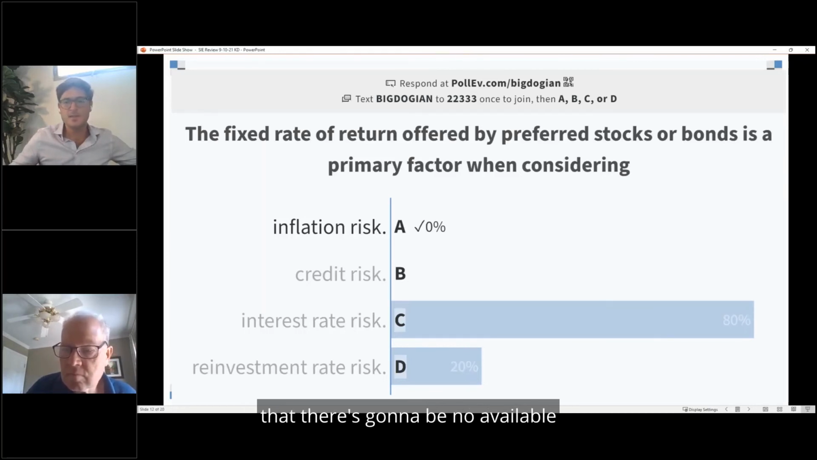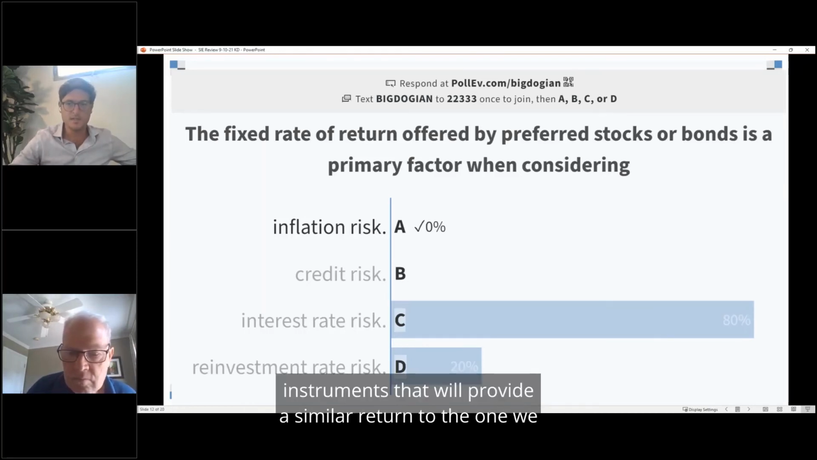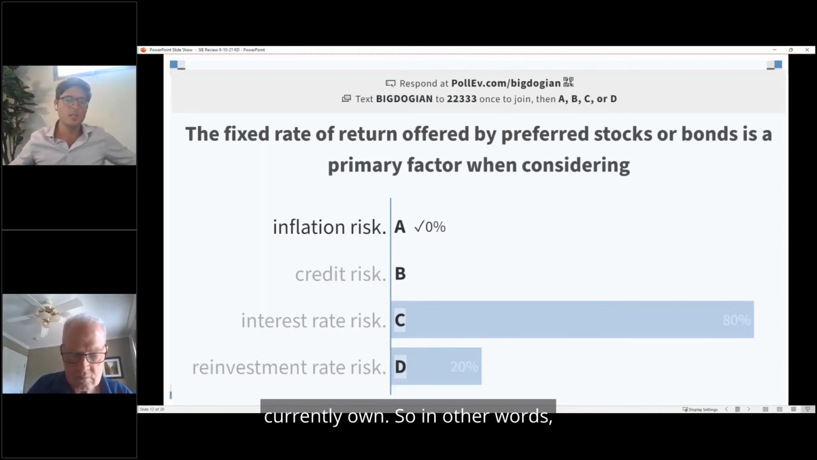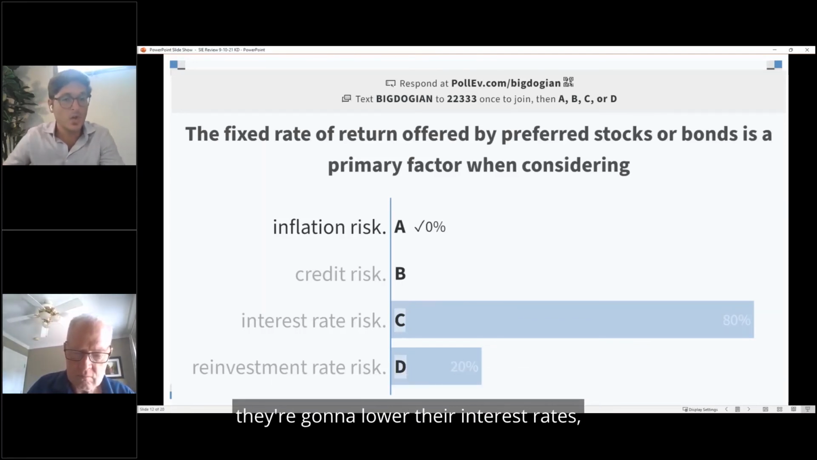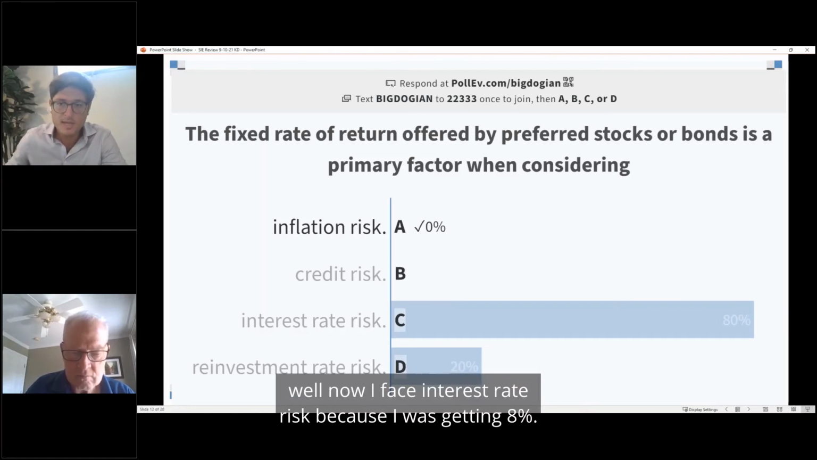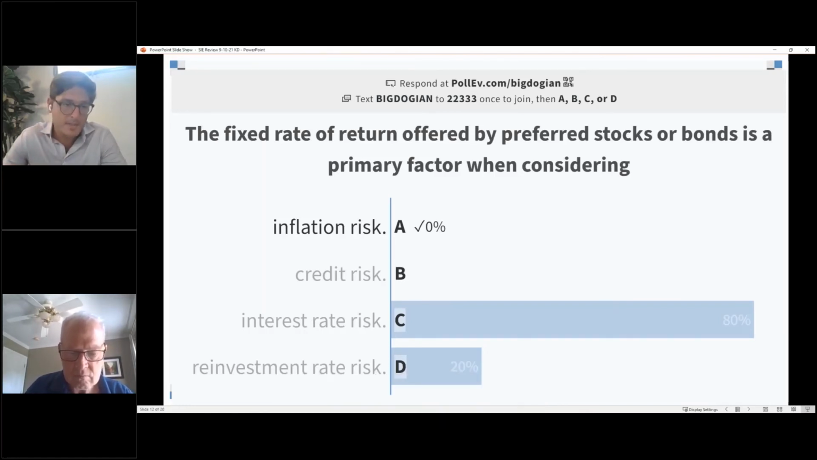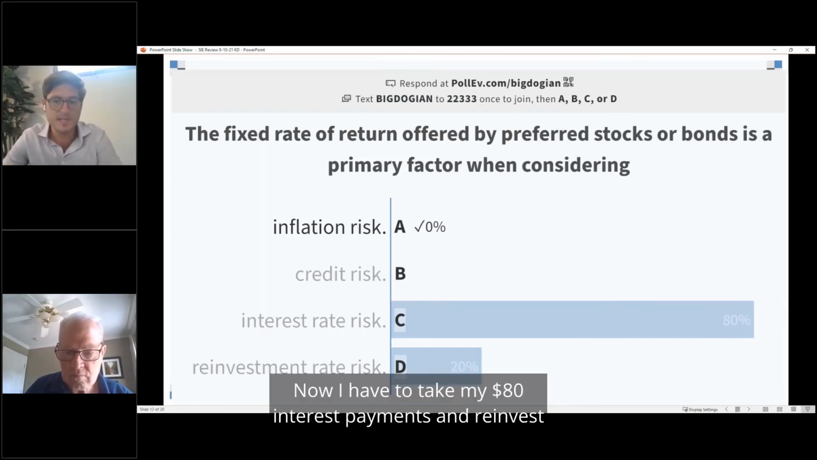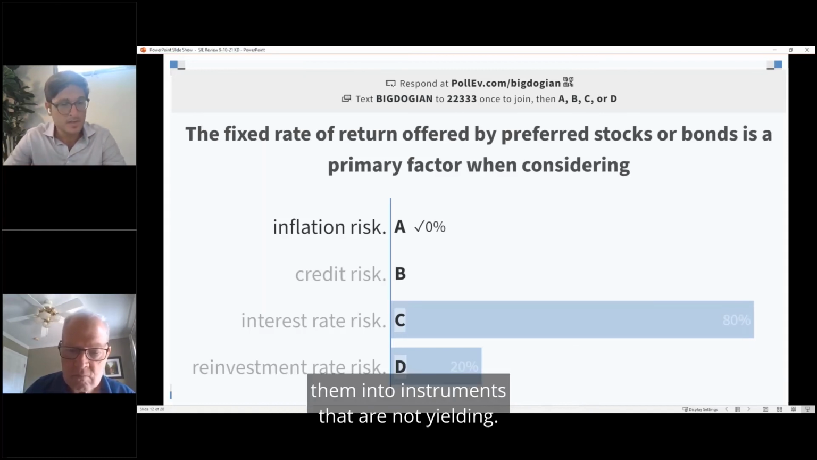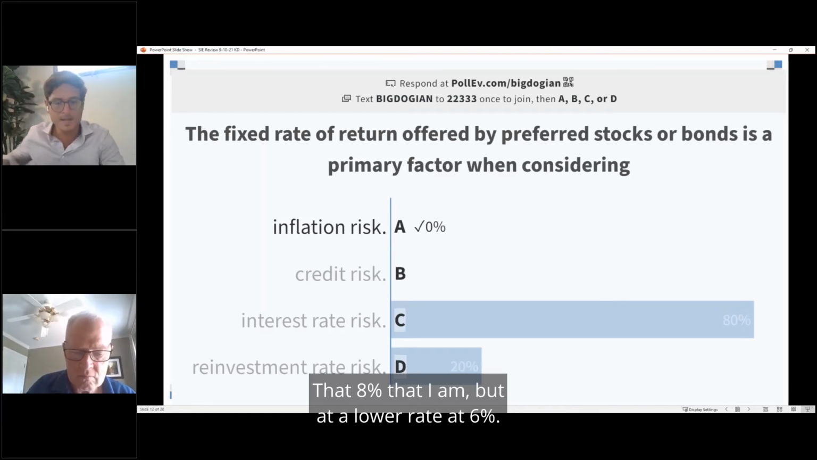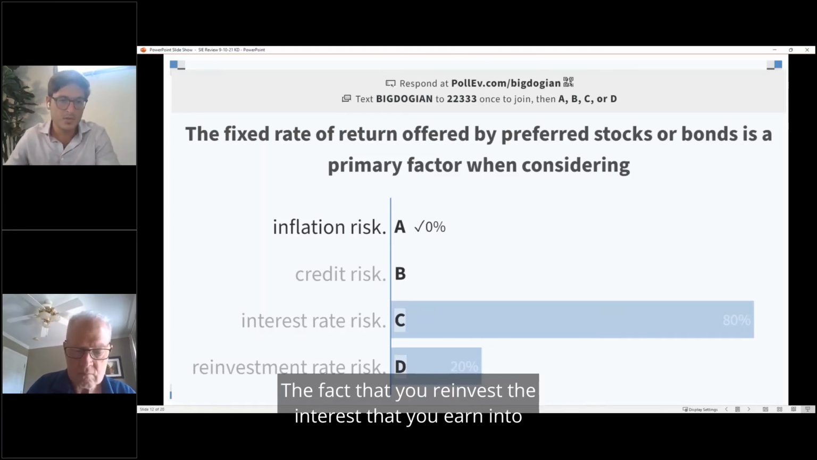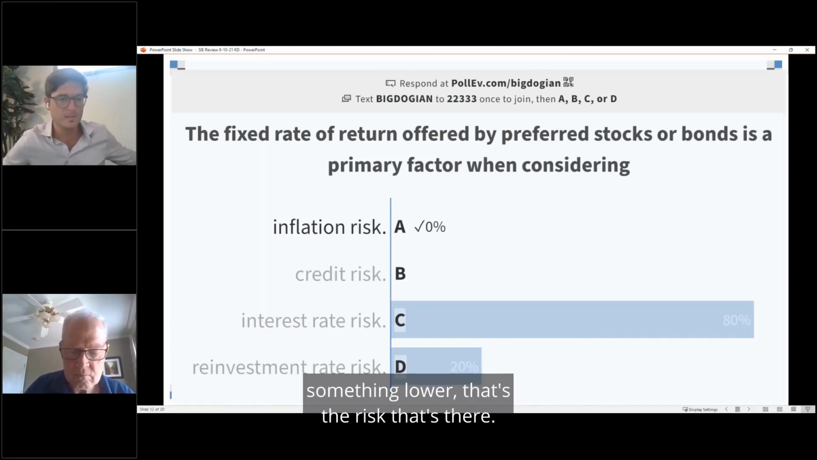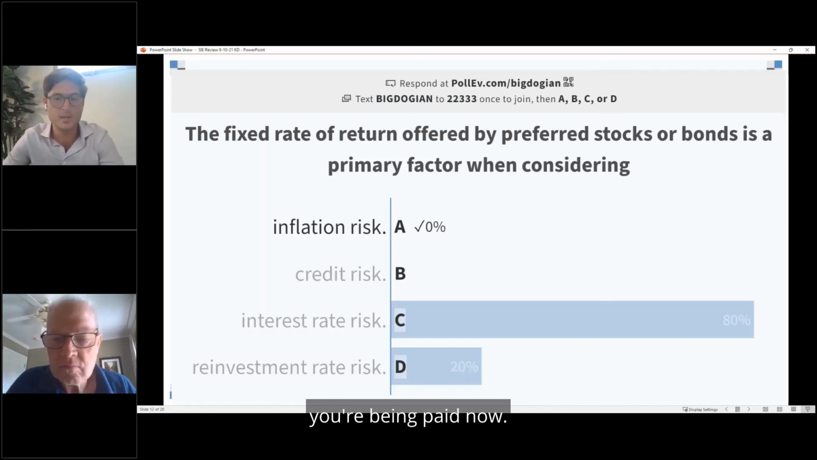Reinvestment rate risk, this is the risk that there's going to be no available instruments that will provide a similar return to the one we currently own. So in other words, if I buy an 8% corporate bond and the Fed announces that they're going to lower their interest rates, well, now I face interest rate risk because I was getting 8% and the Fed is going to lower their rates to 6%. Now I have to take my $80 interest payments and reinvest them into instruments that are not yielding that 8% that I am, but at a lower rate at 6%. So that's reinvestment rate risk, the fact that you reinvest the interest that you earn into something lower. That's the risk that's there. You're not going to be paid the same interest rate that you're being paid now.